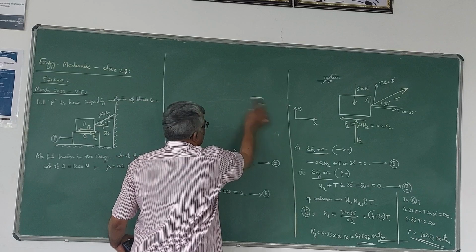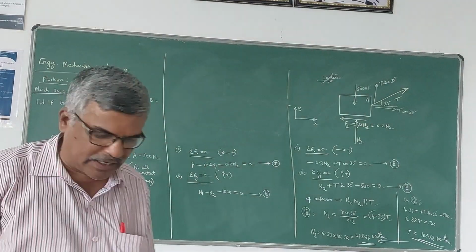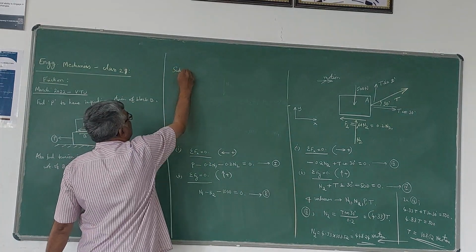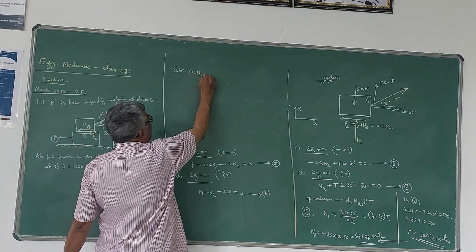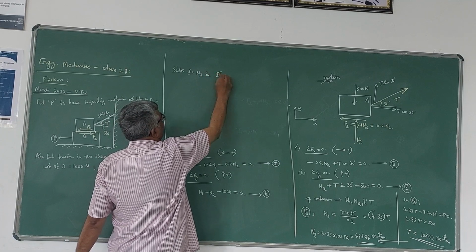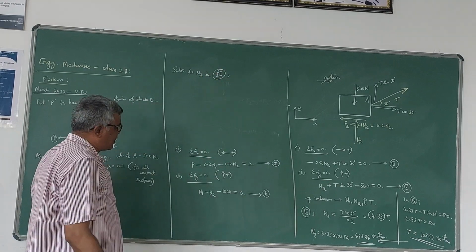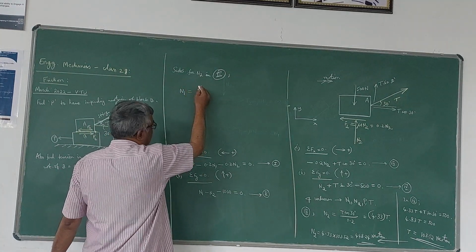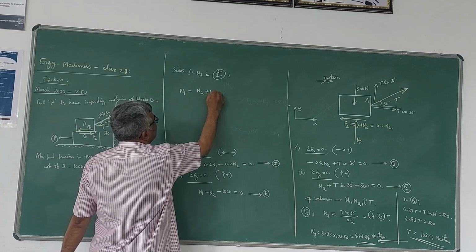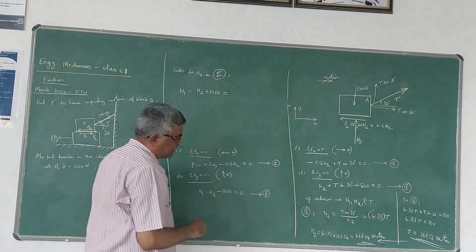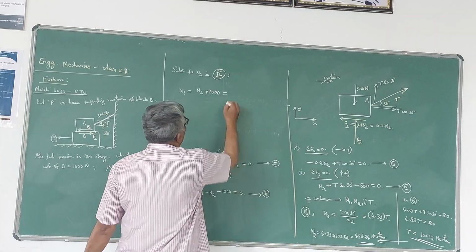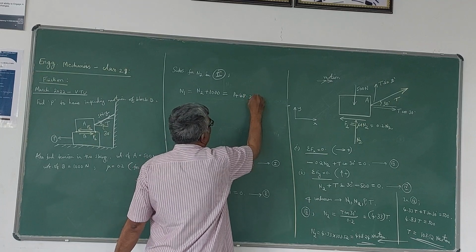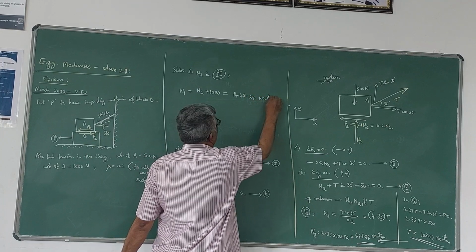So now substituting for N2 in equation 2, the second equation, this is the elimination method, Gaussian elimination method. So N1 will be N2 plus 1000. N2 is here 448.24. Therefore, plus 1000 means 1448.24 newtons. So this is the value of N1.